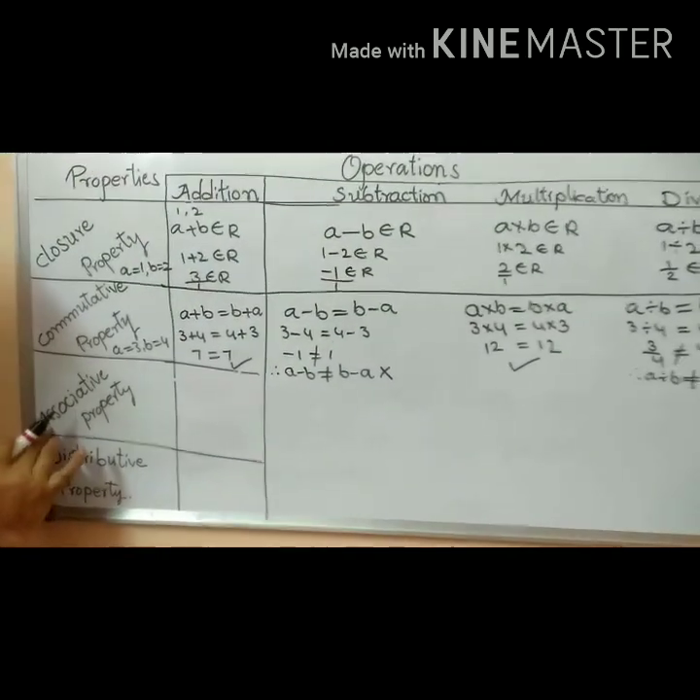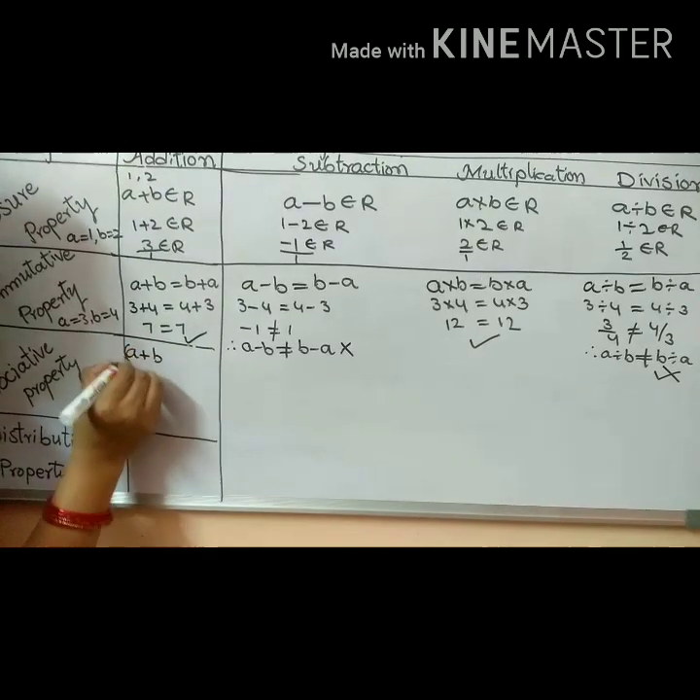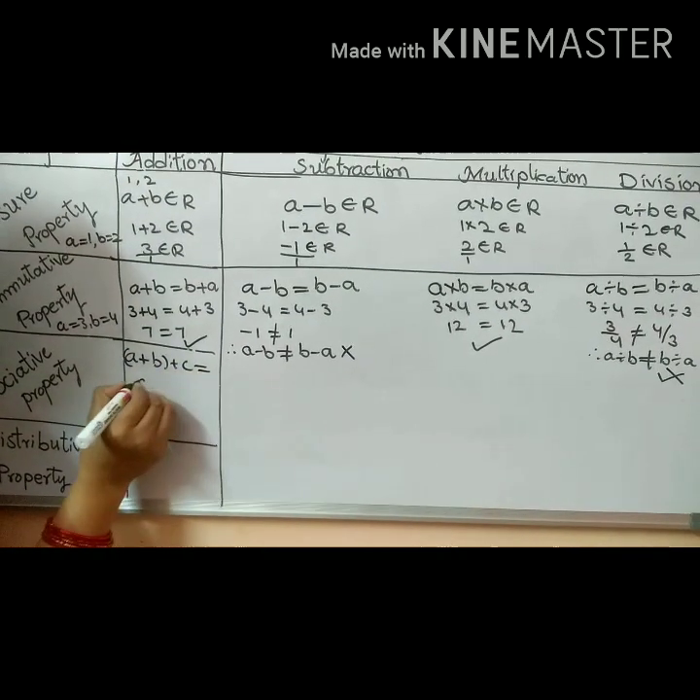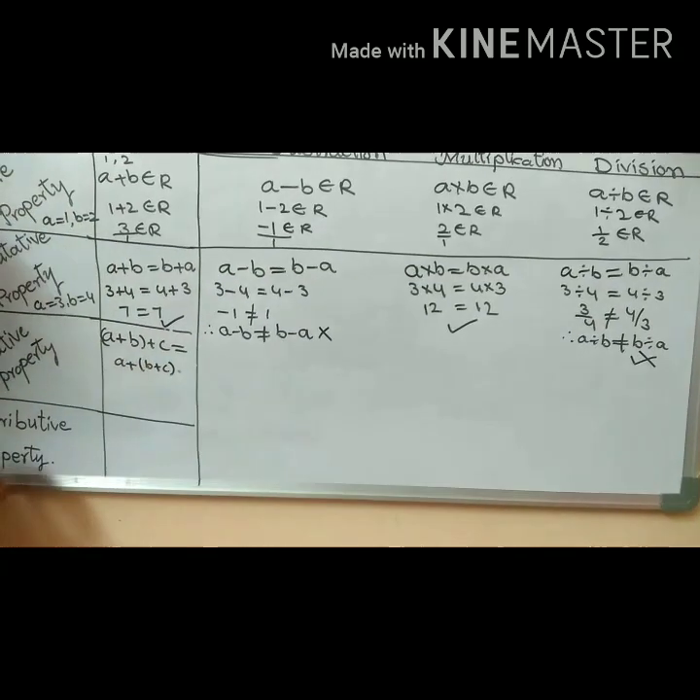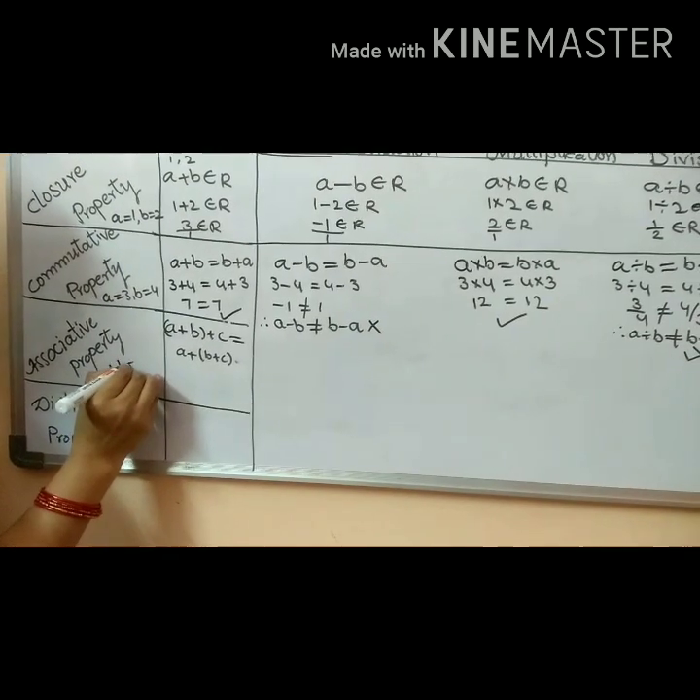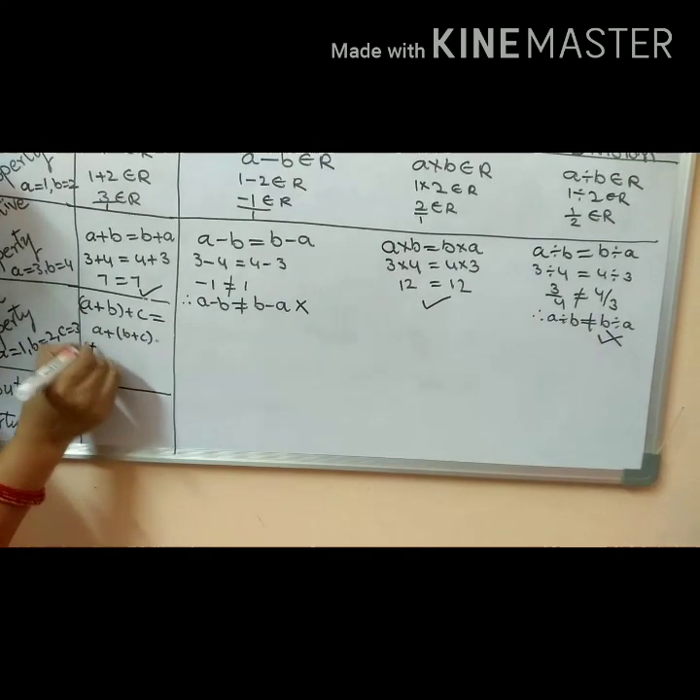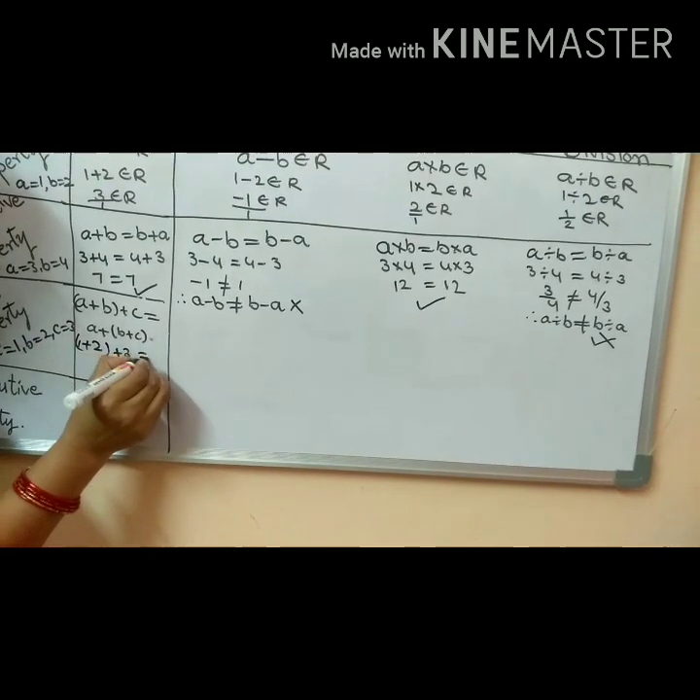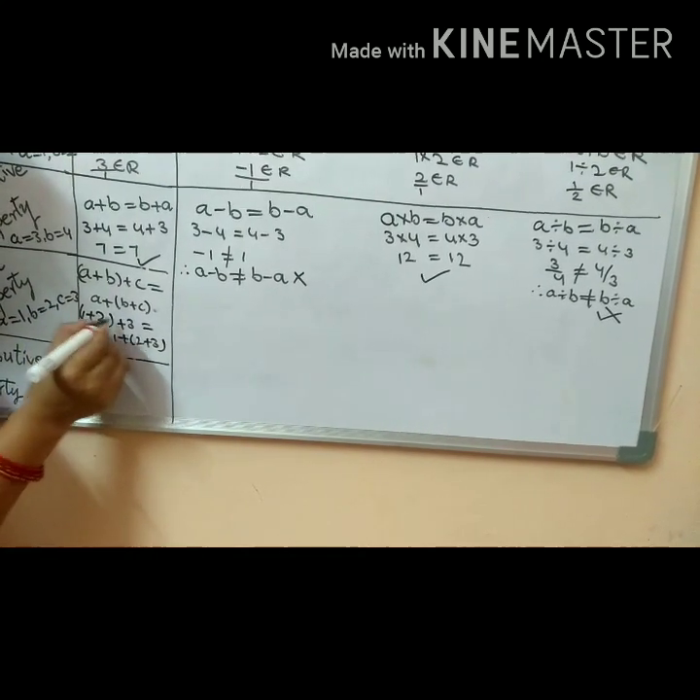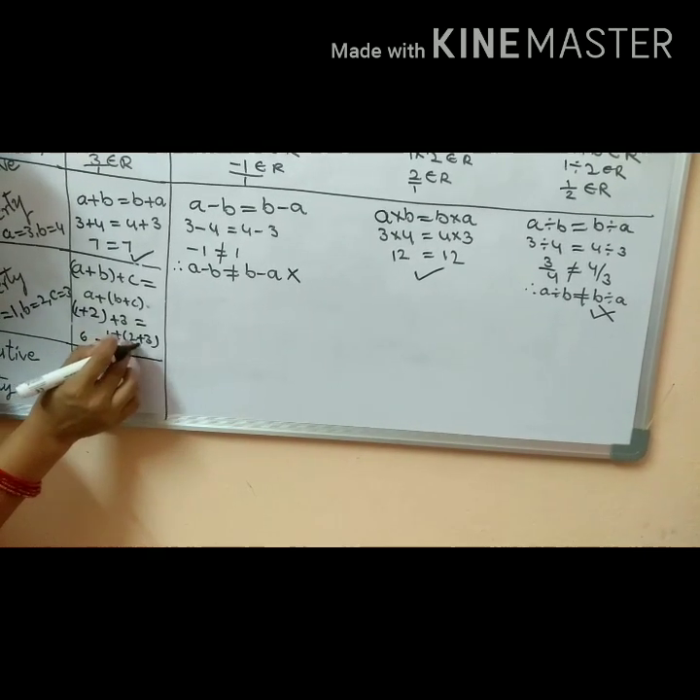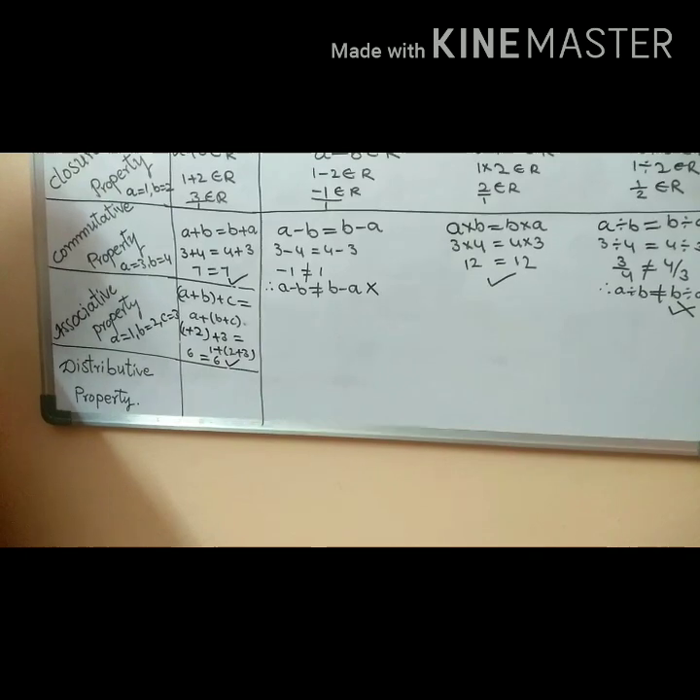Did you understand? Next topic is the associative property. In associative property, on the left side the first two terms are grouped and the third term is separate, and on the right side the other two terms are grouped. Let A equal to 1, B equal to 2 and C equal to 3. I will explain with an example. So 1 plus 2 plus 3 equal to 1 plus 2 plus 3. 1 plus 2 is 3, 3 plus 3 is 6, equal to 1 plus 5, which is 6. So under addition, associative property is possible.